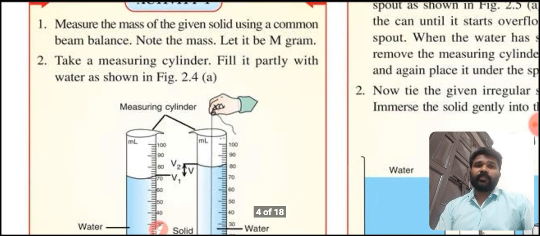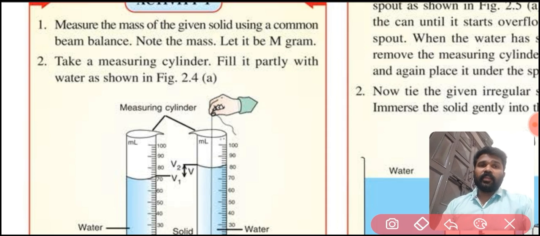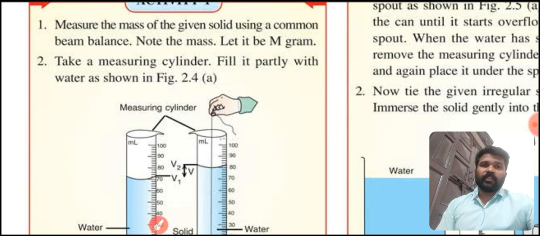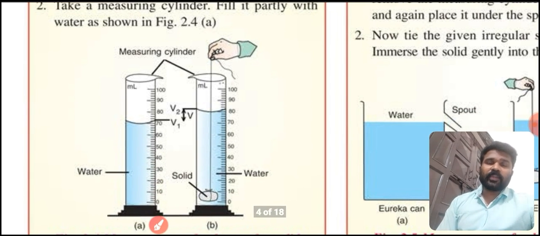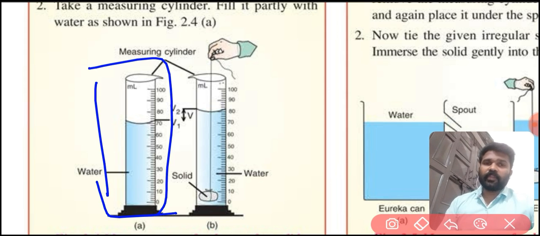Please go through it. First one, measure the mass of the given solid using a common beam balance. First of all, we have to find out the mass by using the common beam balance. Note the mass, and let it be m gram. Now take a measuring cylinder and fill it partly with water. Already we filled it here, you can see.